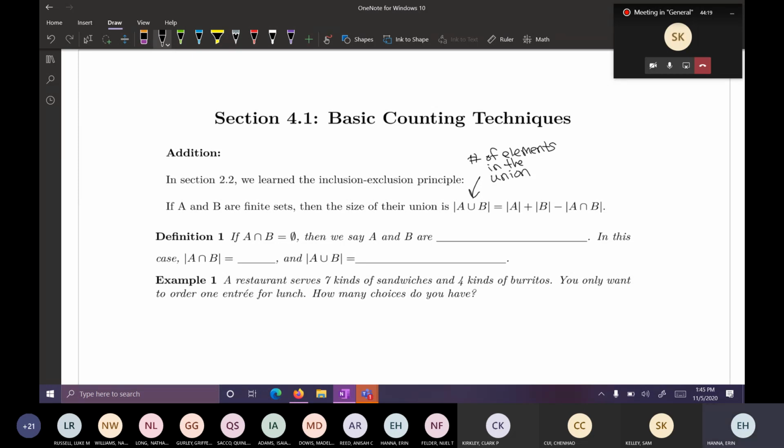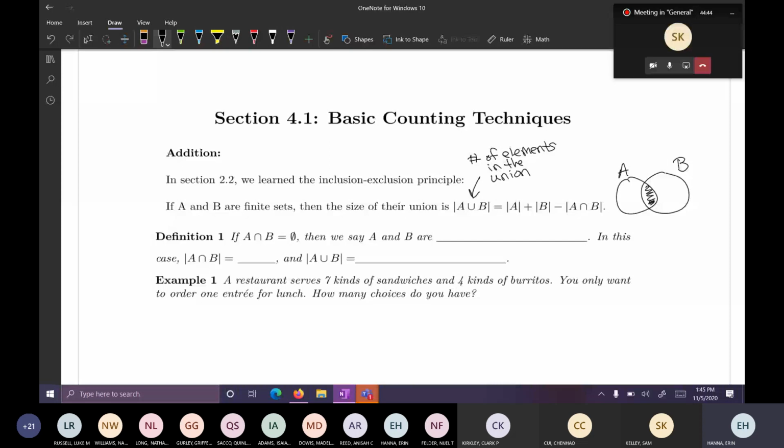It would equal the number of elements in A plus the number of elements of B, but then you have to subtract out the elements in A intersection B, because if you count the elements in A and the elements of B, but they share some of them, you're going to count them twice, so you have to take them out. If you have two sets and they overlap a little bit in here, you're going to double count them.